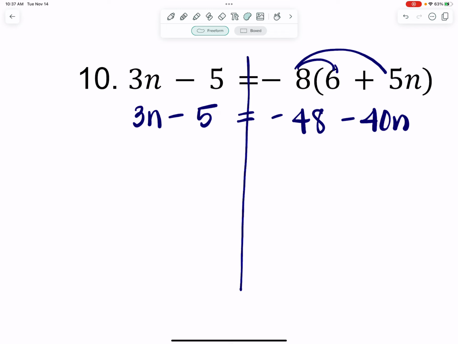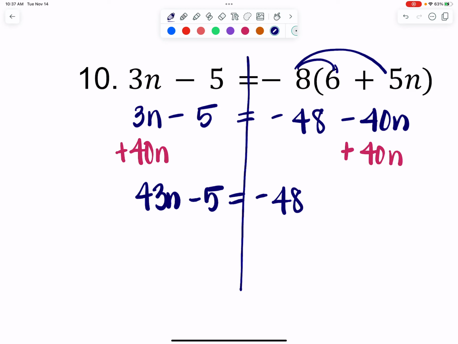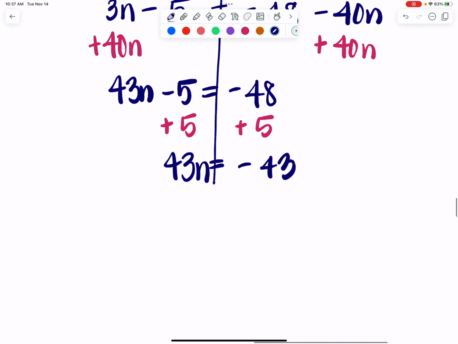I want my n's to be positive. That's just personal preference. So I'm going to add 40n on both sides. So I have 43n minus 5 is negative 48. I'm going to add 5 to both sides. So I have 43n on the left and negative 43 on the right.